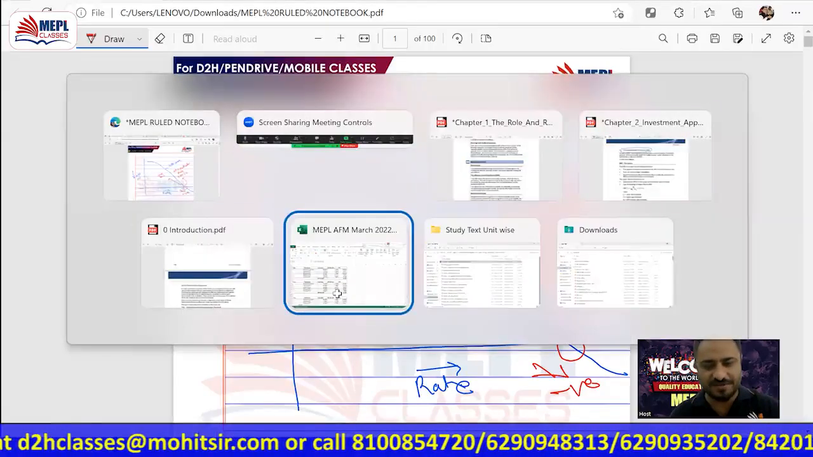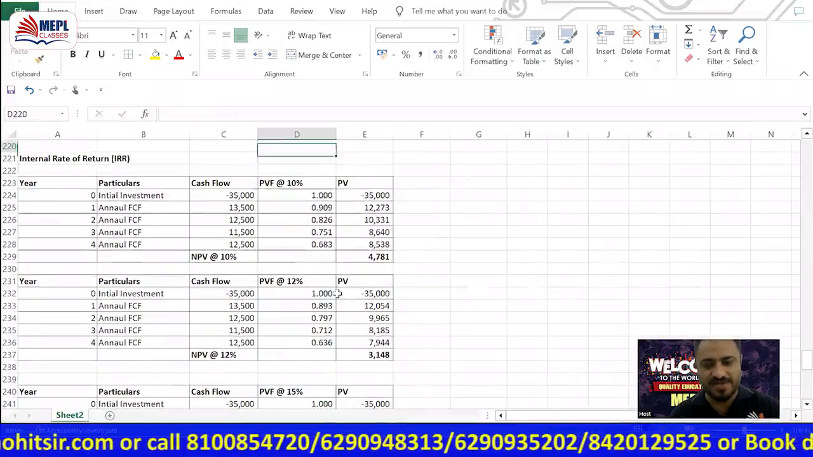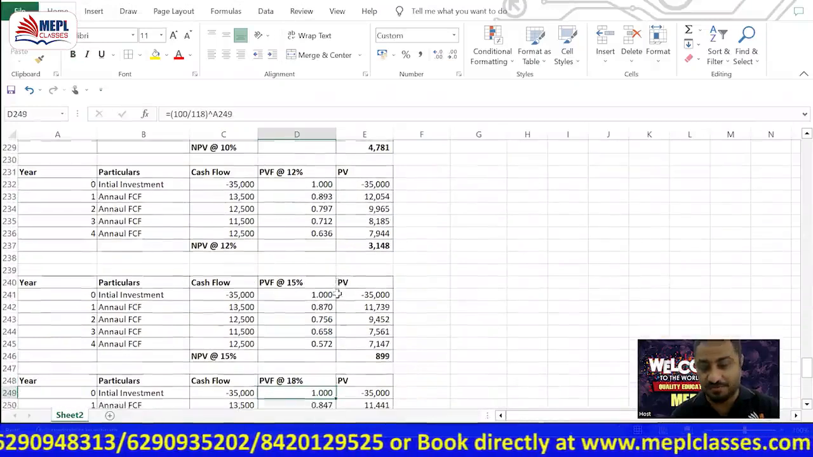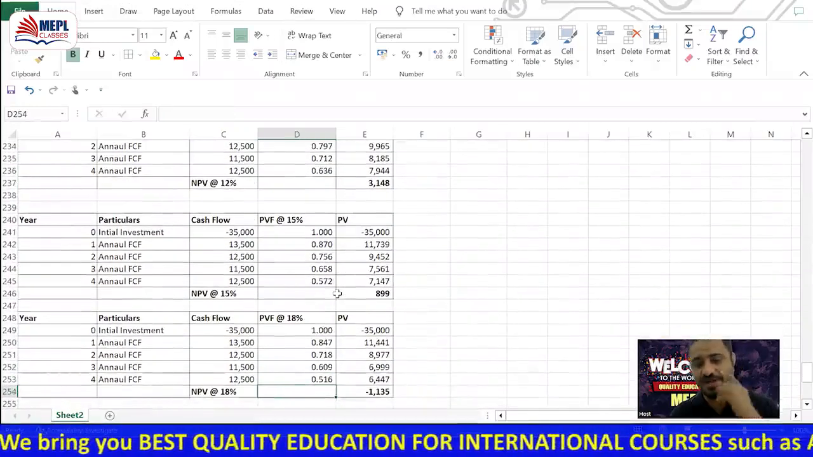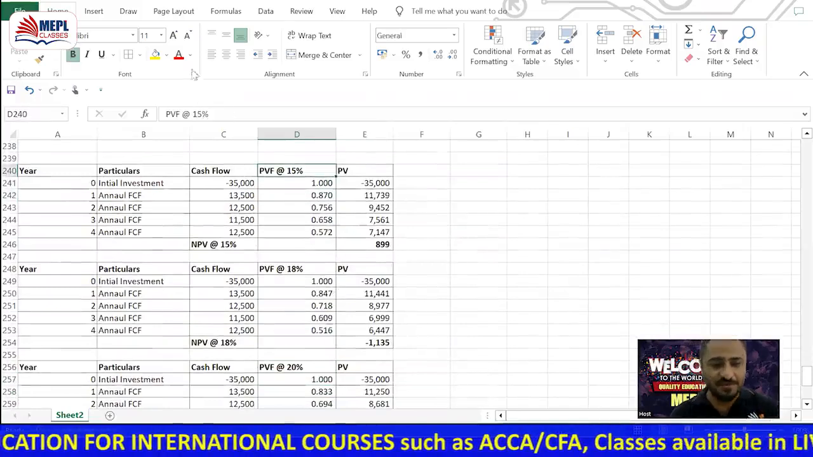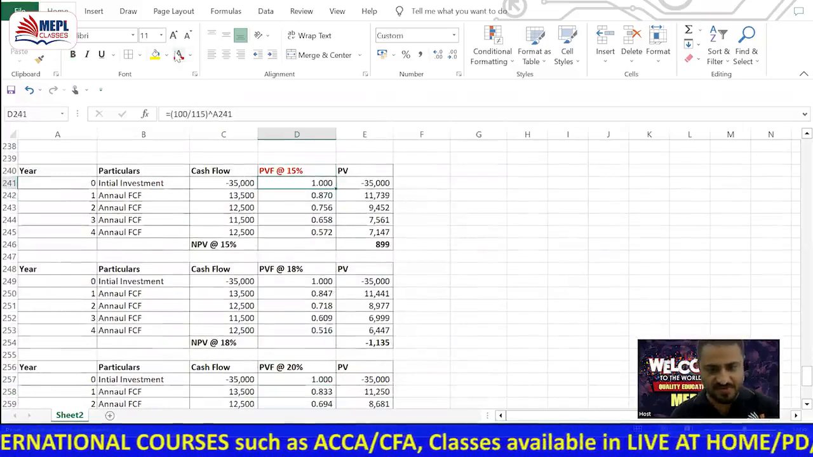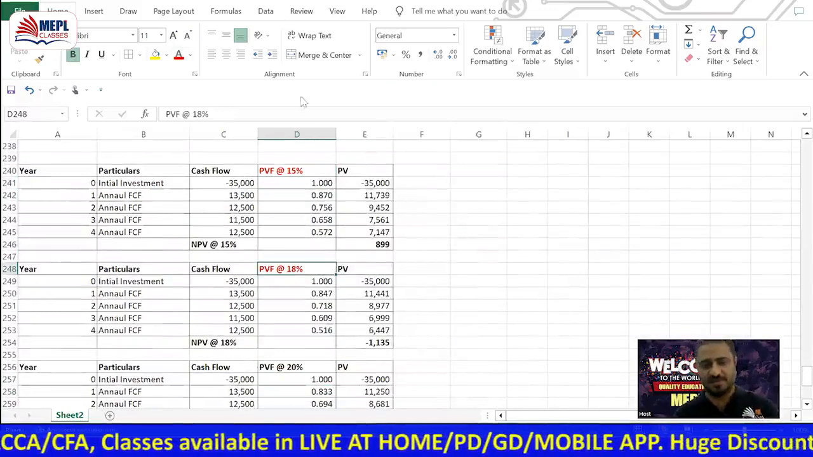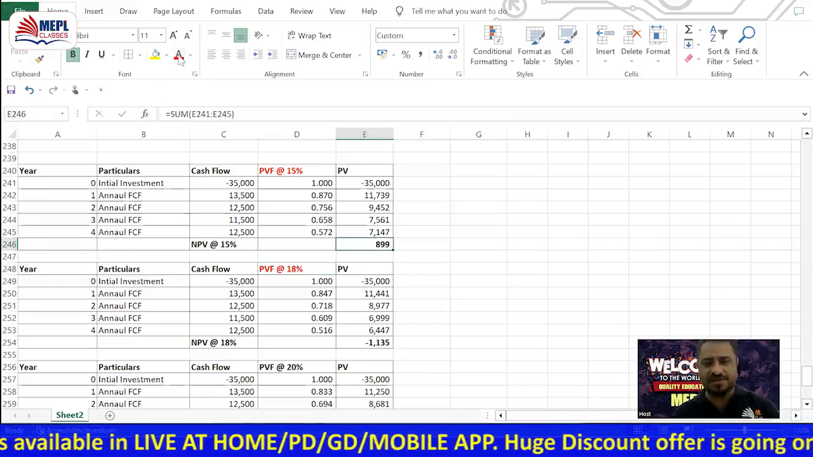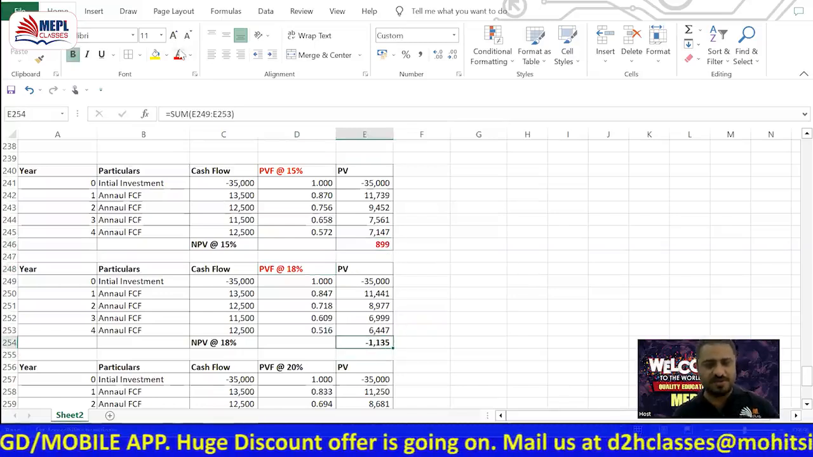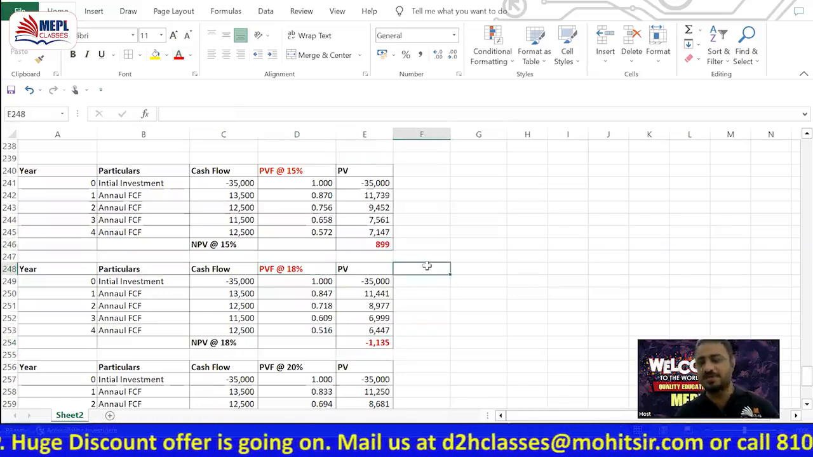Get back to the Excel again. You are seeing that at 10% NPV is positive, at 12% NPV is positive, at 15% NPV is positive, but at 18% NPV is negative. Now somewhere between 15% and 18%, there has to be some rate, might be 16, 17, whatever percent, where the NPV will be zero.